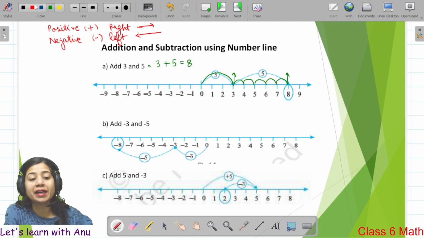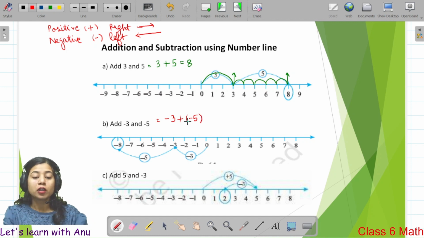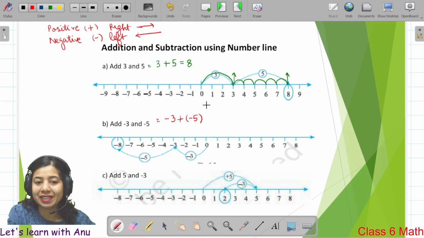B part is add minus 3 and minus 5. So let's write it in numeric form. Minus 3 plus, because it's addition, and minus 5. So here we have brackets, right? So what I usually do is that I remove the brackets first to make the question simpler. So there are certain rules for solving the brackets as well, class. So I'll quickly tell you all that.